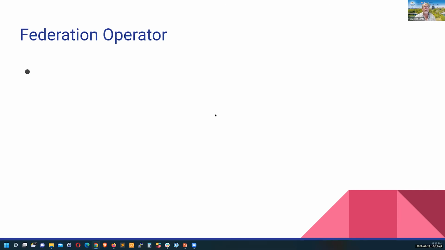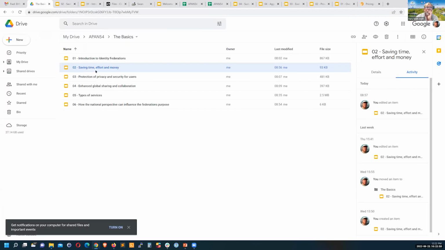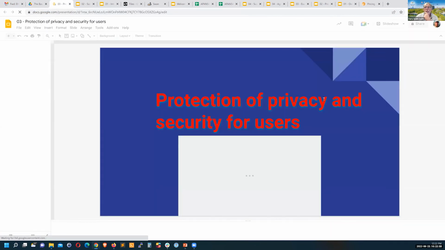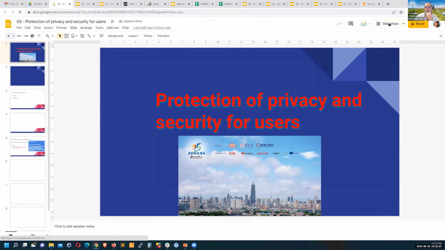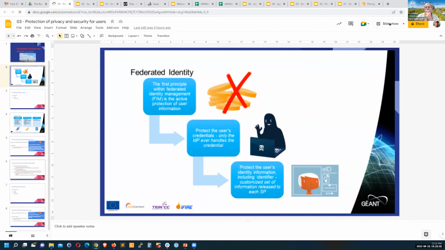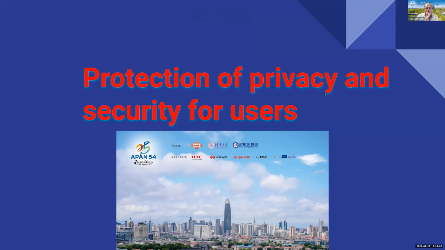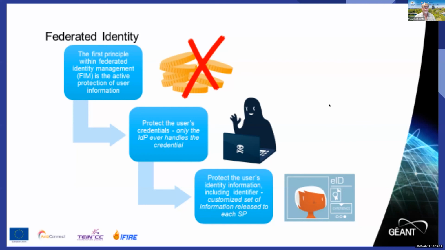Let's escape from that. Number 3. Protecting the privacy and security of our users. Some of this will get a bit repetitive, but this is a very quick one. So how do we protect the privacy and security of our users by being part of a federation? So federated identity, the first principle of federated identity is active protection of user information.